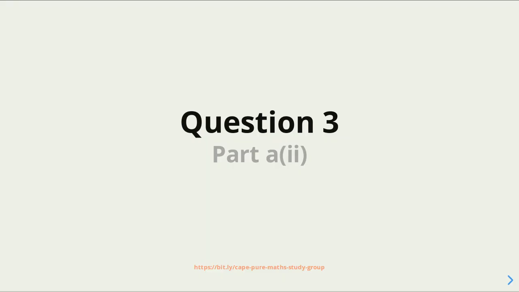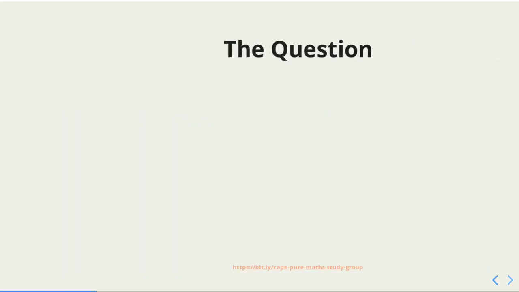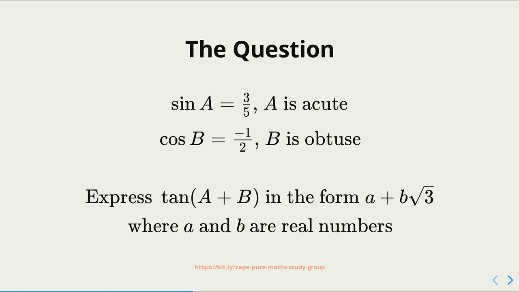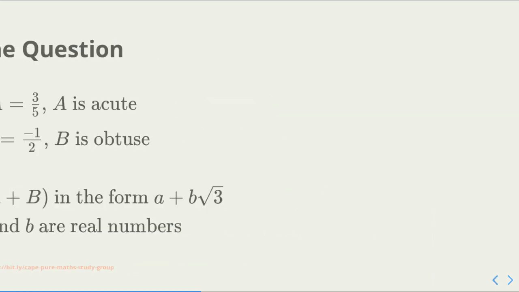Okay, so let's tackle question 3, part A, part 2. In this question, we are given that sine of A is equal to 3/5, where angle A is acute, and cos of B is equal to -1/2, where angle B is obtuse. And we need to express tan of A plus B in the form a plus b root 3, where a and b are real numbers.